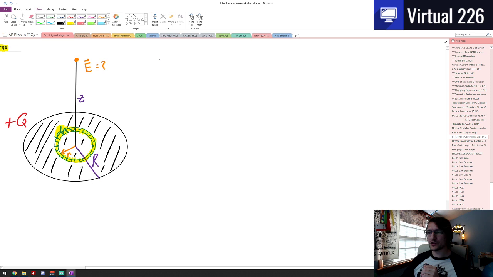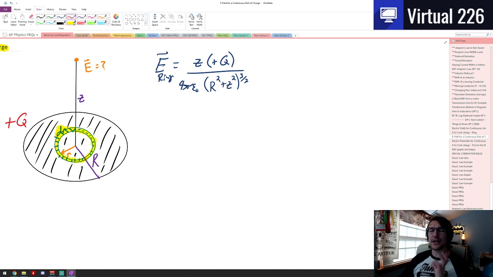We learned that for a ring of charge, the electric field is going to equal, and there's a few different ways you could write this if you wanted to, but the one we're going to choose is some z times the actual charge of your ring divided by 4 pi epsilon naught, and then we have this weird term in the denominator, (r squared plus z squared) to the 3/2. This is what it was for a ring.